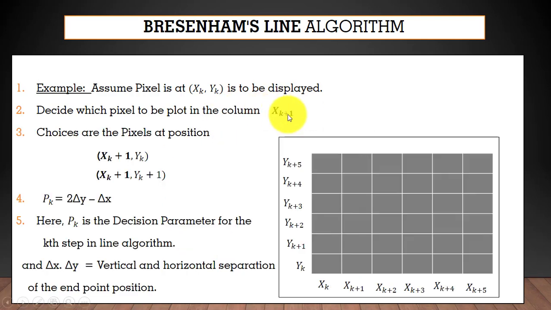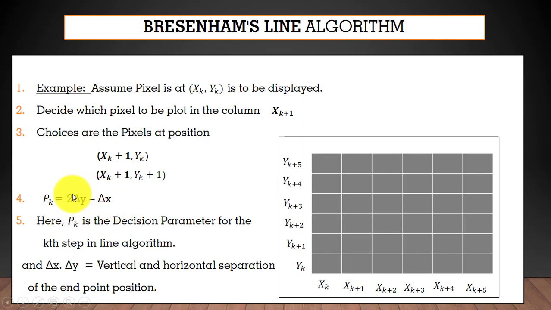How can we decide this? We have choices for the next pixel: you can use either xk plus 1 comma yk or xk plus 1 comma yk plus 1. Then the next question is how we will decide the pixel position. For this we are using a decision parameter, that is pk. The value for the decision parameter, as you can see, is 2 delta y minus delta x.